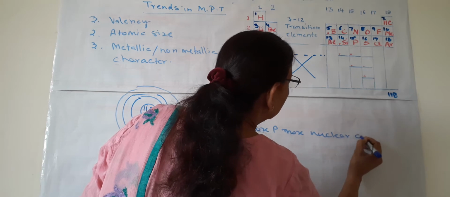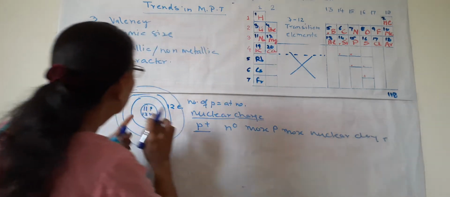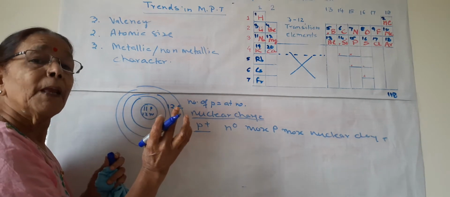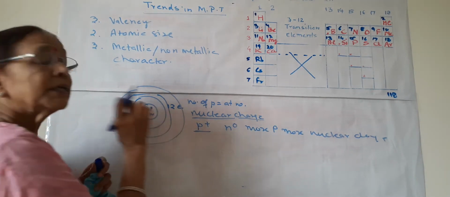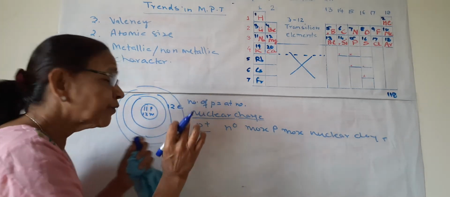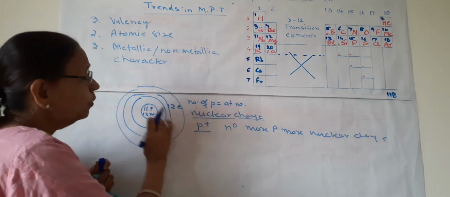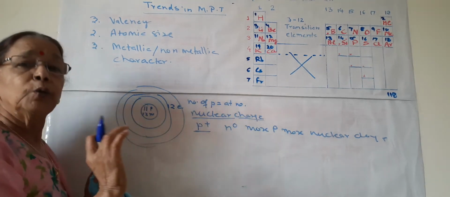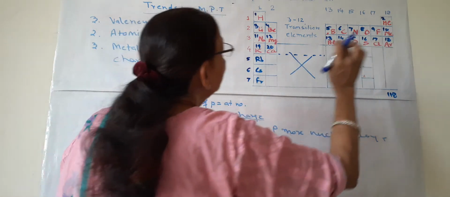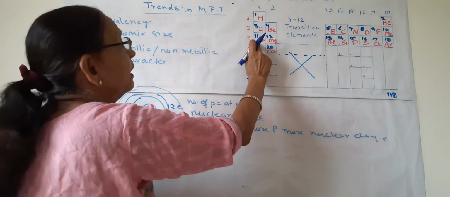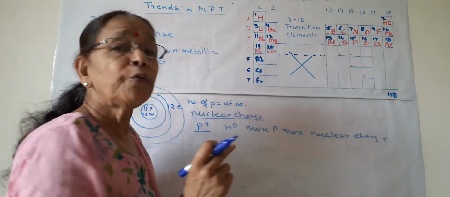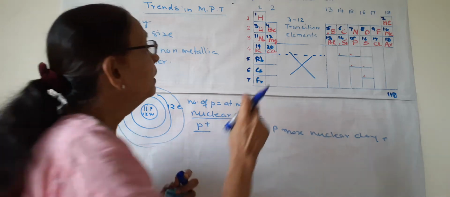Is it clear? Why? When there are more protons, suppose 11 protons are there, there will be a force of attraction of 11 positive protons. If 13 are there, there is a force of attraction of 13. So more the number of protons, more the nuclear charge. So as we have taken the third period, here 11 protons are there, here 12, 13, 14, 15, 16. So where will the nuclear charge be more?